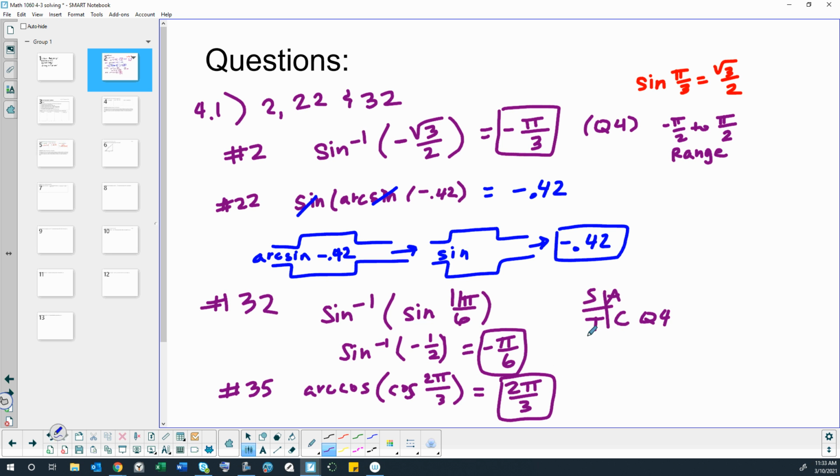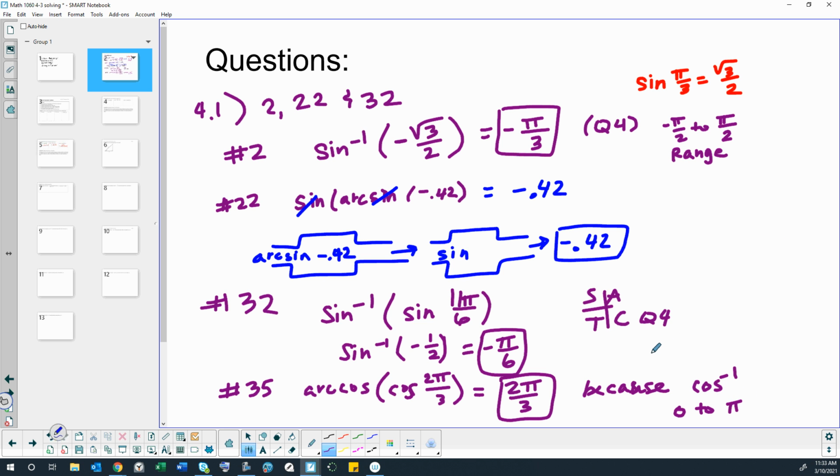Those are just basically canceling out, and that's because for the range, cosine inverse is 0 to pi. So quadrants 1 and 2. Remember that? So sine is quadrants 4 and 1. Negative angles in quadrant 4, positive angles in quadrant 1. But cosine is quadrants 1 and 2. So positive angles in quadrant 1 for positive ratios and positive angles in quadrant 2 for negative ratios.